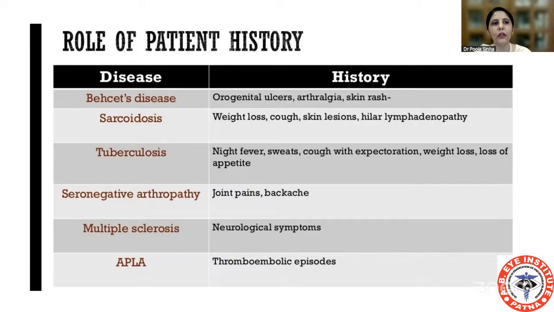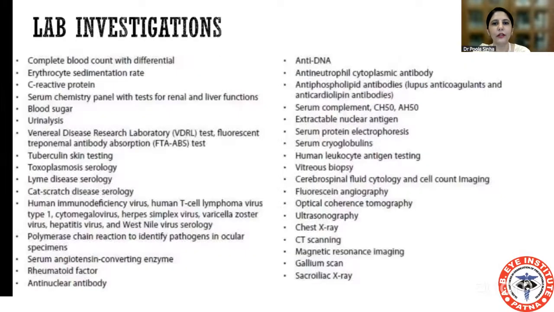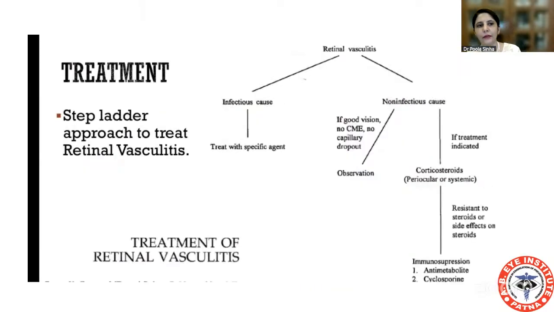So this is the patient history, as has been reiterated earlier. History is very important to diagnose patients of uveitis and vasculitis. So all these symptoms have to be asked. This is an exhaustive list of lab investigations, but we have to be prudent in selecting what we want to investigate based on the clinical findings that we see.